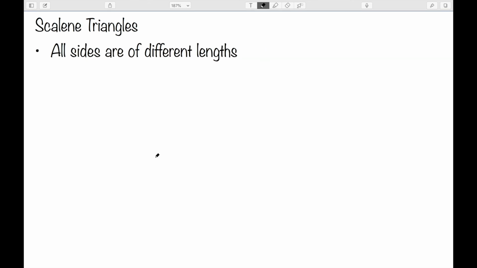Finally, we have scalene triangles. Scalene triangles have all sides of different lengths. So here's an example of a scalene triangle. We can see that all 3 sides of this are of different lengths.